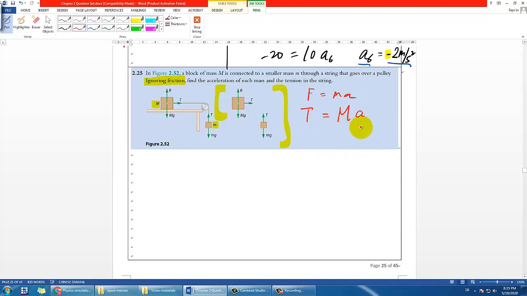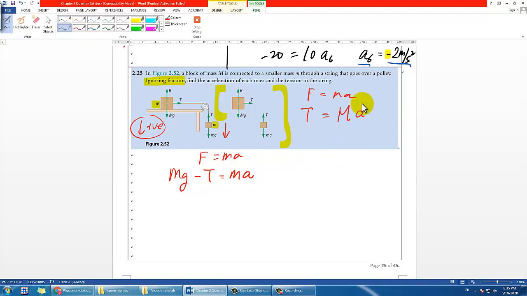So this is for the big mass, and for the smaller mass, you would have vertically, because apparently, okay, this time I won't make it wrong, it will be moving down for sure. So maybe let's take the downward as positive in this case. Then we will also have F equals ma, and downward as small mg minus T equals small ma.